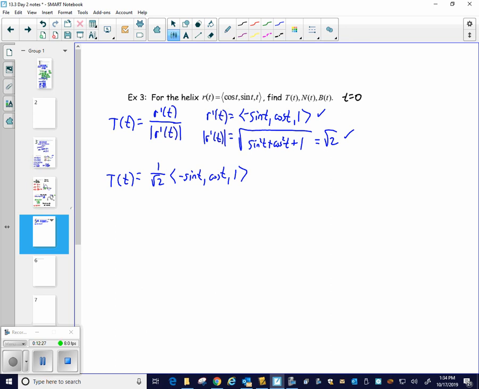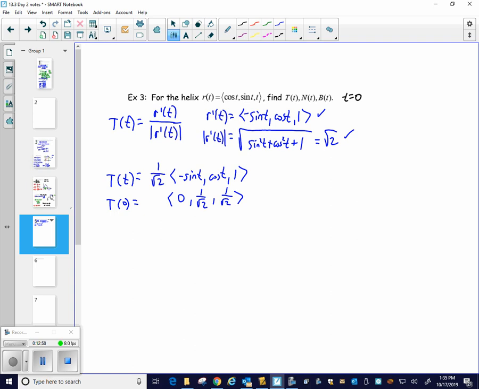And then if I want to find the unit tangent vector at time 0, I just plug 0 in for all my t's, and let's see, what are we going to get here? Sine of 0 is 0. Cosine of 0 is 1 times 1 over root 2 is 1 over root 2. And 1 is just 1. Sorry, 1 over root 2. If I could multiply, we would be good. There we go.